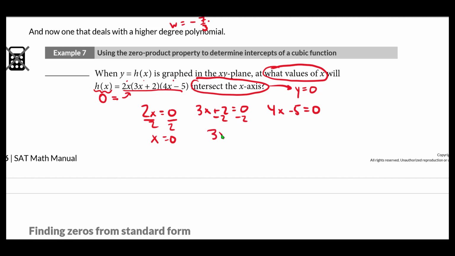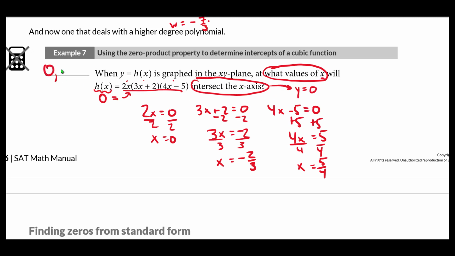Minus 2, minus 2, we get 3x equals negative 2. We divide by 3, we get x equals negative 2/3. That's our second 0. We add 5, we get 4x equals 5. Divide by 4, we get our third 0. So the values of x that will make this function intersect the x-axis, in other words, make y equal to 0, will be 0, negative 2/3, and 5/4. Those are, that's ugly, those are the zeros in this case.